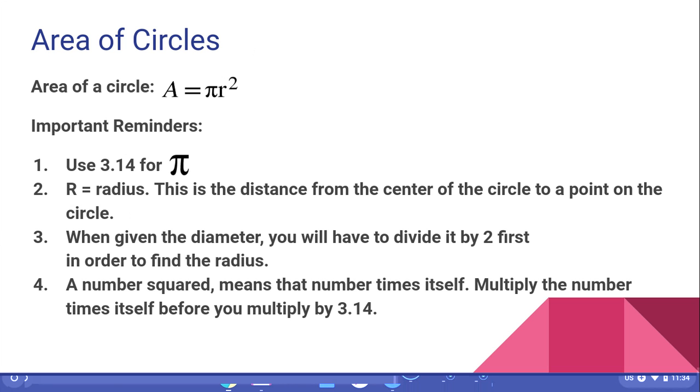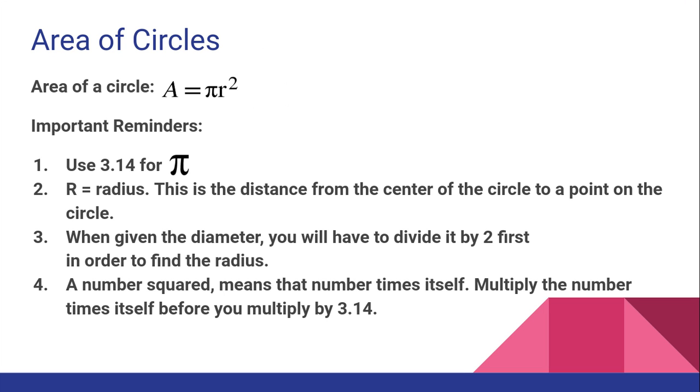And then the last thing to remember is a number squared means that number times itself. You multiply the number times itself before you multiply by 3.14. So if our radius is 5, 5 squared means 5 times 5, which is 25. 5 squared does not mean 5 times 2. We got to remember that. That's really important. It means that number times itself. So I would write that down. Essentially what you're going to do is radius times radius, and then that times 3.14.